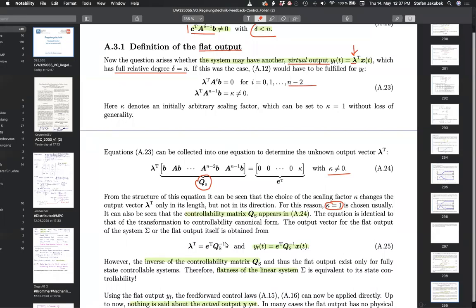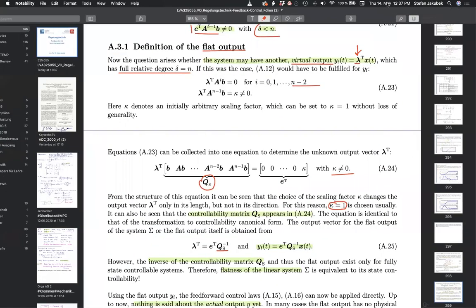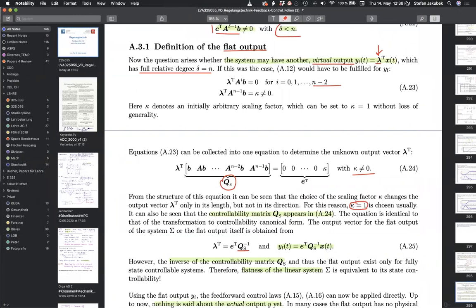There are two things to be said right now. First of all, this operation can only be carried out if the inverse of this matrix exists. And I assume you probably remember from previous lectures that the inverse of the controllability matrix only exists if the system is fully state controllable. So item 1: if we want to find some virtual output which is flat, which has full relative degree, it's only possible if the system is fully state controllable.